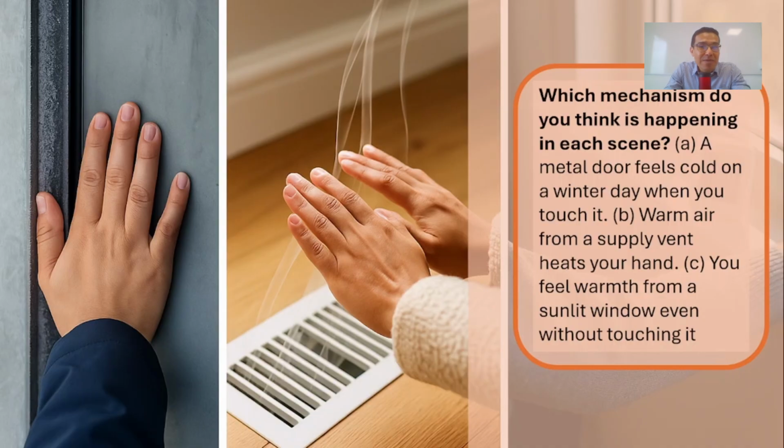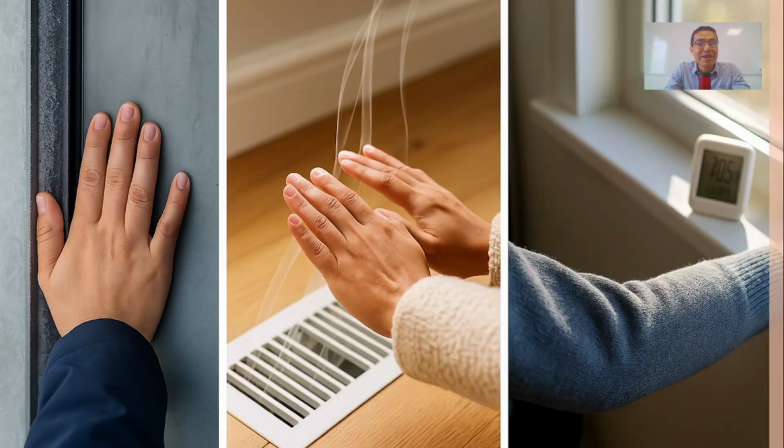A metal door feels cold on a winter day when you touch it. This is a classic example of conduction. When you touch the cold metal door, heat flows from your warm hand to the colder door through direct contact. In the middle part, we see warm air from a supply vent that hits your hand.